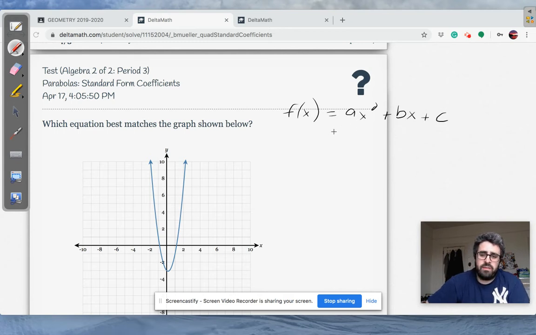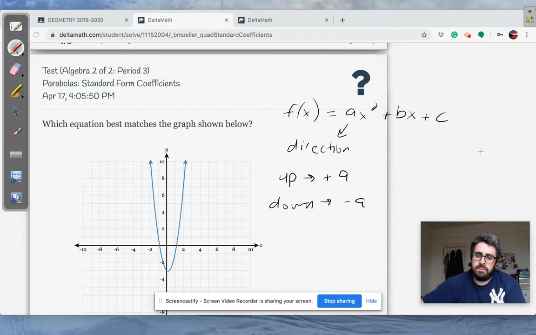So first, the a value. The a value determines direction. A positive a value would mean the graph opens upwards, and a negative value would indicate that the graph opens downwards. Okay. The c value determines the y-intercept. So you can use these two pieces of information to correctly match.